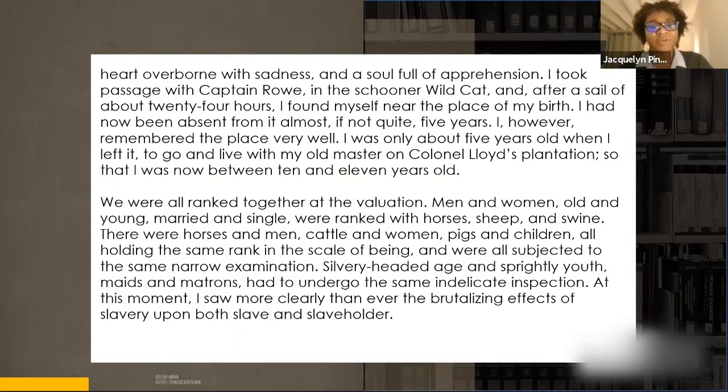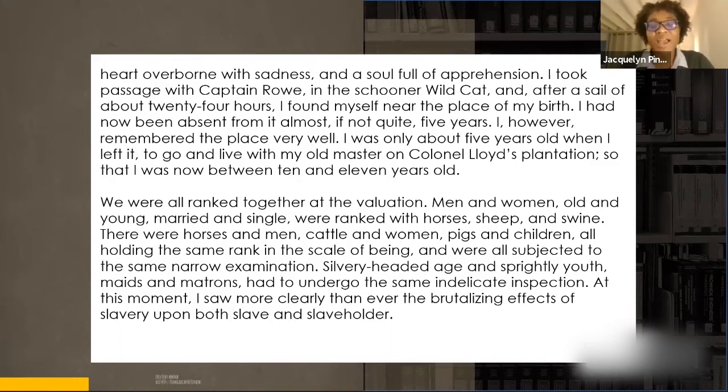We were all ranked together at the valuation. Men and women, old and young, married and single, were ranked with horses, sheep, and swine. Imagine being put together with a whole bunch of farm animals. You know how they smell. They stink, right? And then to be viewed as just like them, animals. There were horses and men, cattle and women, pigs and children, all holding the same rank in the scale of being, and were all subjected to the same narrow examination.